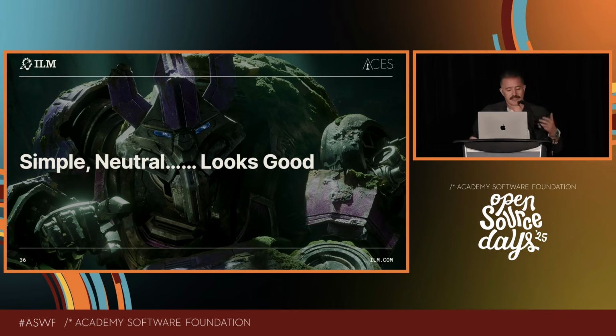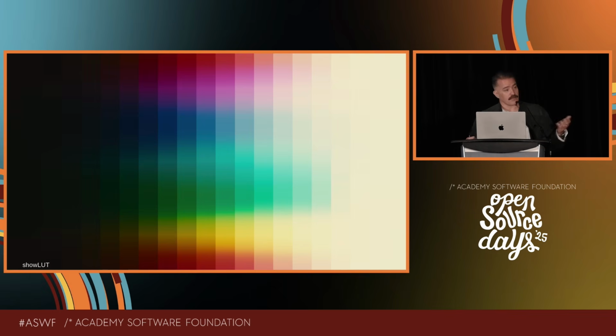We're trying to make something that's simple, neutral, and looks good. I'm sure everyone's worked with many different show LUTs that look nice for a particular film, but they often have constraints that make them unsuitable as a general purpose transform, like ACES tries to be, or the ACES display transforms try to be. So this is a real show LUT from a real show, and you'll notice you can't hit a full blue, you can't hit a full green.